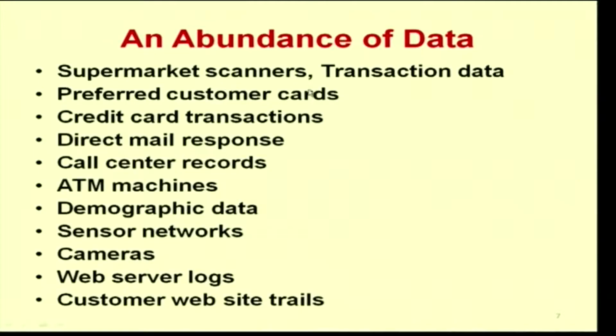So, where is this abundance of data? Supermarket scanners and transaction data, customer cards, credit card transactions, direct mail response, call center records, ATM machines, demographic data, sensor networks, data from cameras, web server logs, customer visits to the site, those trails are available. So, all this is data. So, there is a large amount of data because of the internet. All the data is becoming available at a central place.